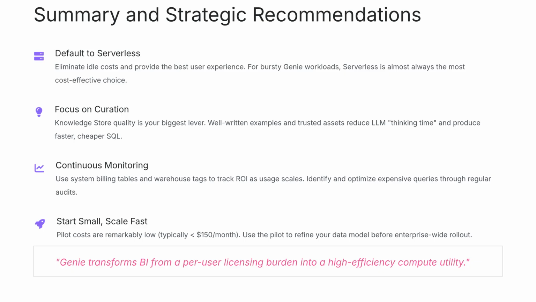Here are your key takeaways. Default to serverless. Eliminate idle costs and delight your users. Focus heavily on knowledge store curation. It's your biggest lever for both quality and cost. Monitor continuously using tags and system tables. Start small. Pilot costs are ridiculously low, usually under $150 per month. Prove the value, then scale fast. Genie transforms business intelligence from an expensive per-user licensing headache into a high-efficiency, self-service compute utility.